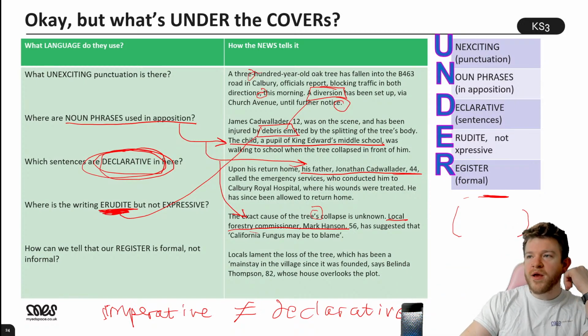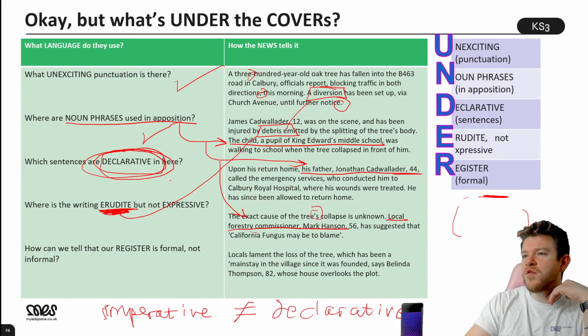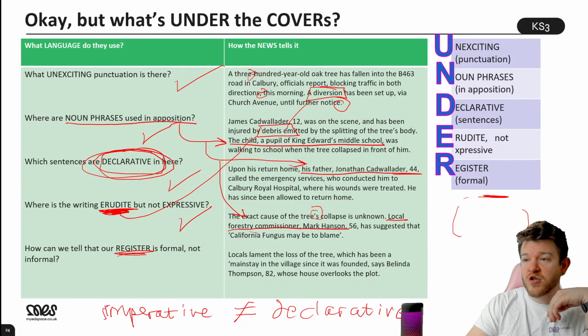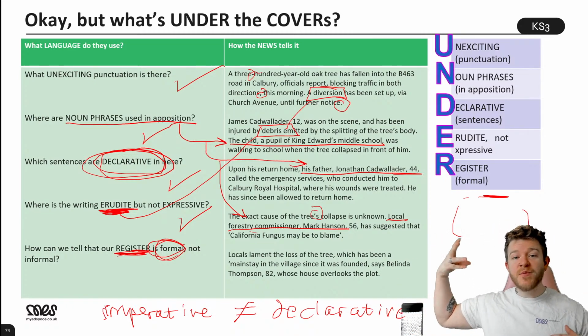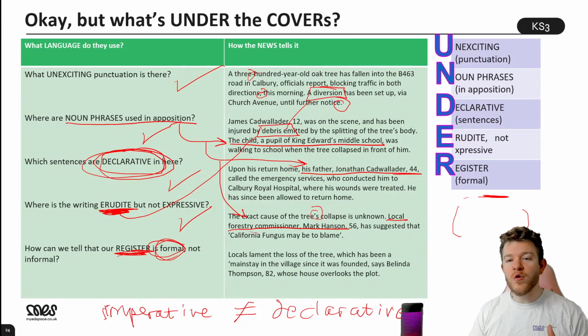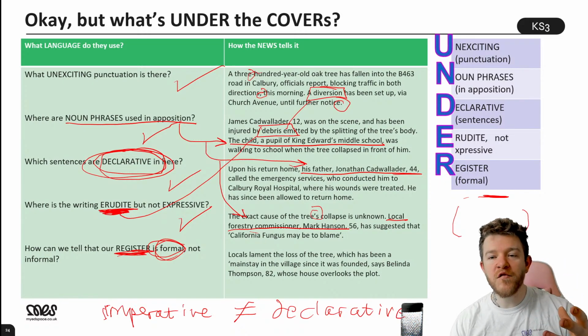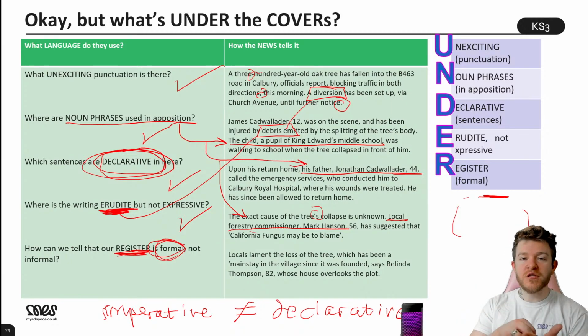Okay, so we are clearly seeing that we don't have exciting punctuation. We've got noun phrases using apposition. All the sentences are declarative. We've got erudite but not expressive language. And finally, we're on to register, which is how formal something is. Who's going to find examples for me of where this piece of writing is being formal rather than informal? And for an extra, crisp high five, how would you put it in an informal way? And why hasn't the newspaper writer, the journalist, chosen to do that?